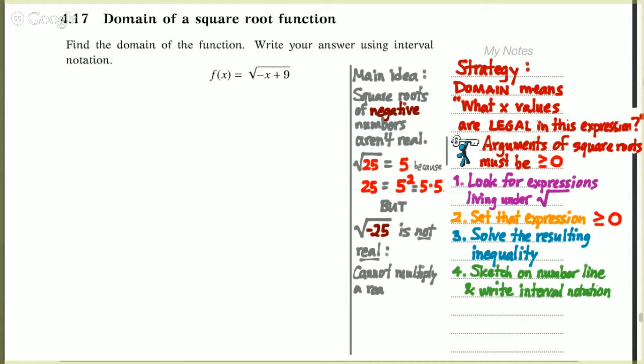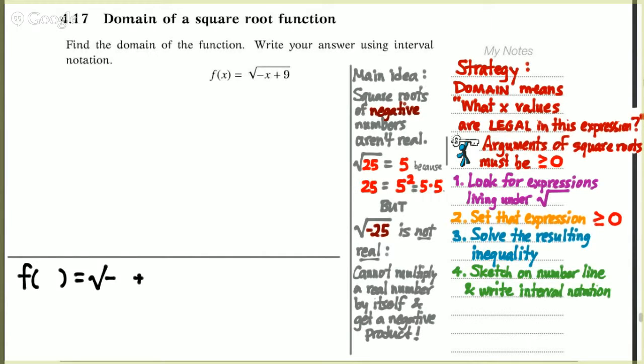There's no way for us to multiply any real number by itself and come out with a negative answer. After all, positive times positive is positive. Negative times negative is also positive. And 0 times 0, of course, is 0, which is not negative. So we cannot multiply a real number by itself and get a negative product. Therefore, the square root of any negative number is not real. And that's the observation that powers this entire problem.